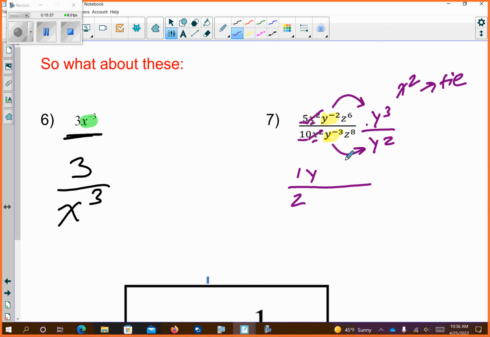Tug of war with the z's. Who wins? Bottom by how many? 2. So I guess you could clean this up. You don't necessarily need 1y. You could have y over 2z squared. And that's done.